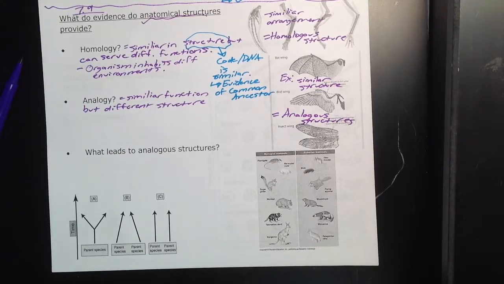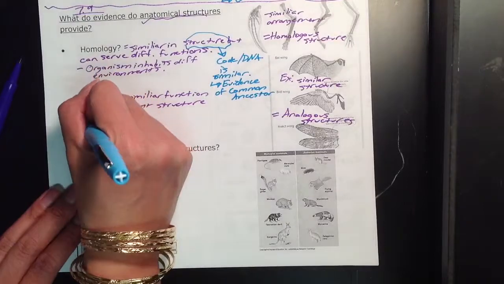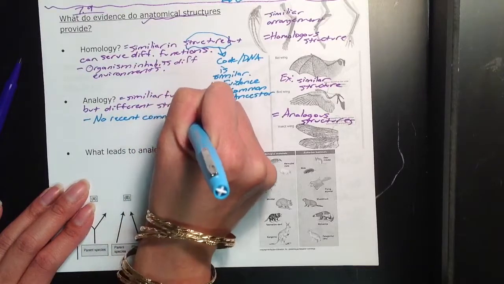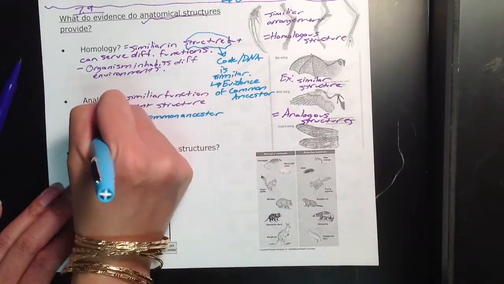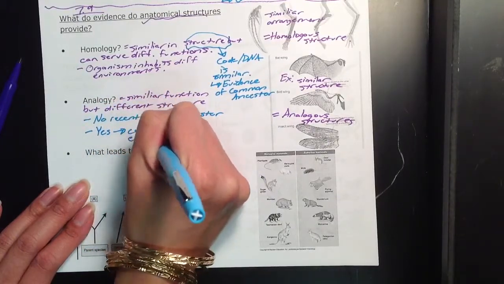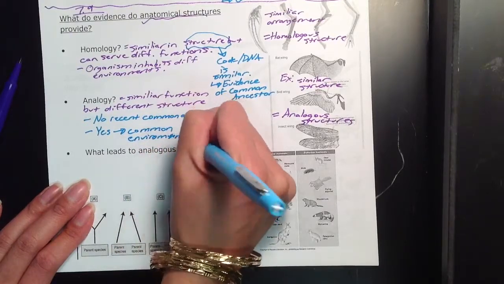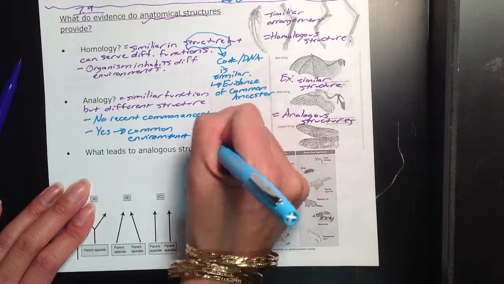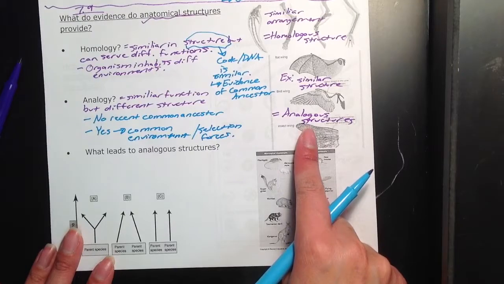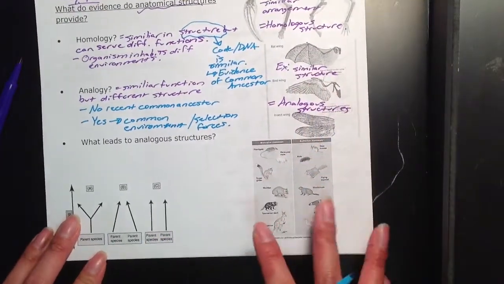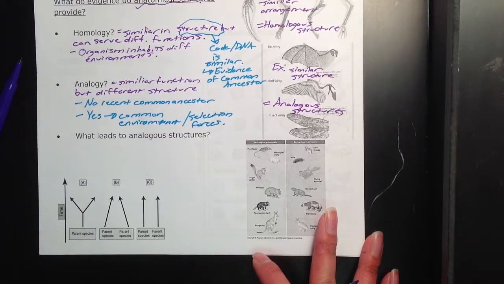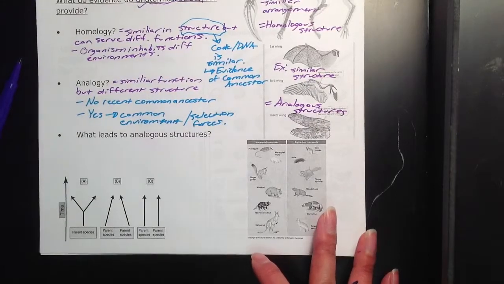However, when you're looking at the analogous structures, they actually show no recent common ancestor. And yes, to a common environment, or selection forces. So they all have different ways to fly, and that allows them to be successful, but they didn't come from a common ancestor. The analogous structures came from the same build, but the information, the DNA for that, came from a different way, from a different means.